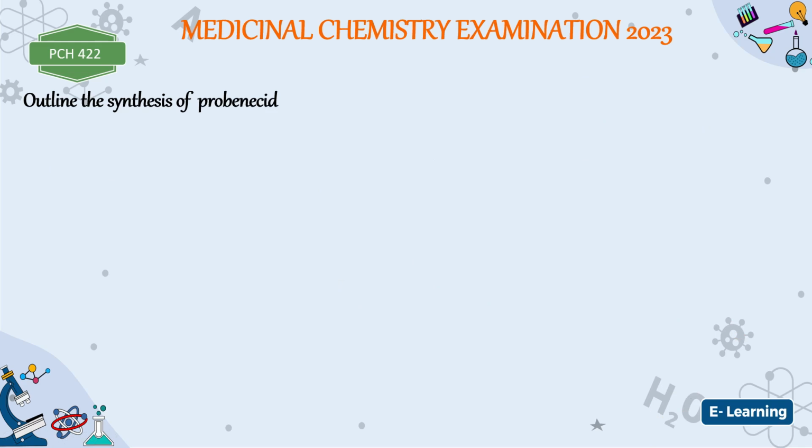Now synthesize probenecid. How do you synthesize probenecid? Probenecid is a uricosuric agent. What is the structure of probenecid to start with? Structure of probenecid is a benzene ring.